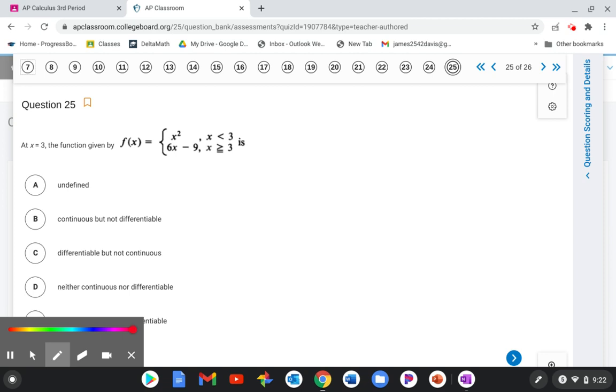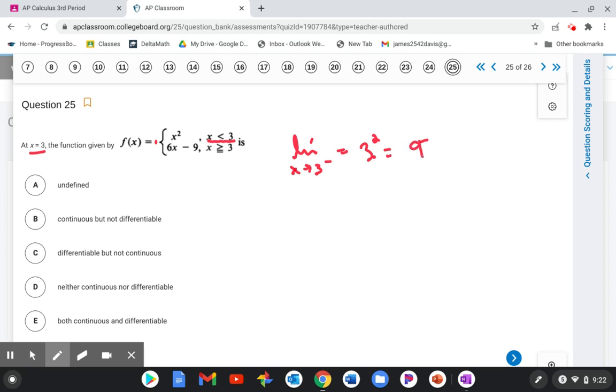With this one, we're supposed to determine if it's continuous or differentiable. If it's continuous, as we talked about in the definition earlier, the limit has to exist, the function has to be defined, and then the limit has to equal the function. So if we find the limit as x goes to 3 from the left, that's the less than 1 piece. We would just do 3 squared, which is 9. If we do the limit as x goes to 3 from the right, the greater than or equal to piece, it'd be 3 times 6 is 18, minus 9 equals 9. So the limits from both sides are equal. So we could say that the limit as x goes to 3 does equal 9. That's the first check.